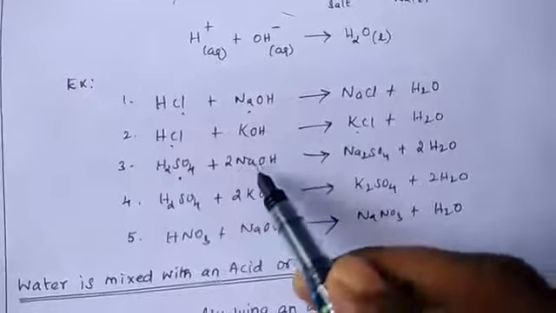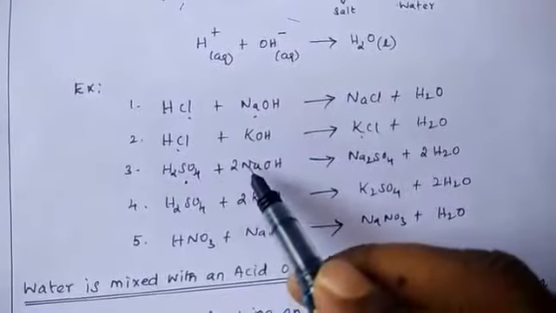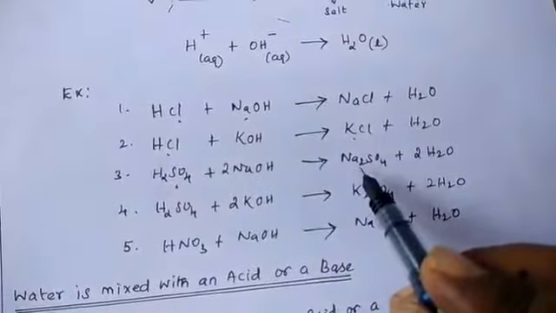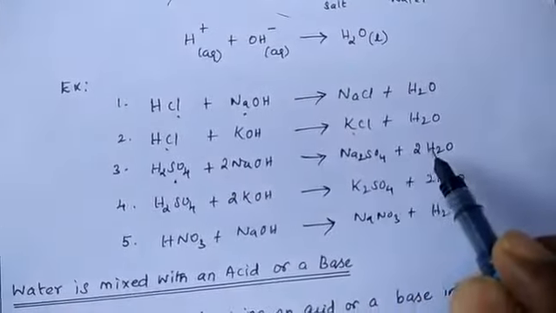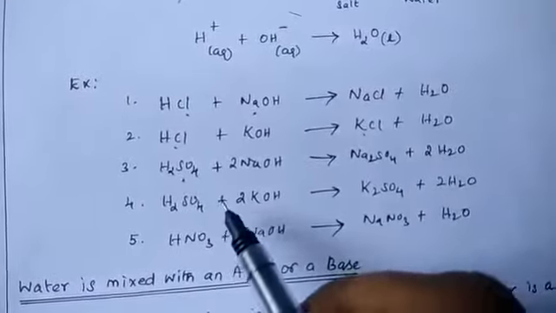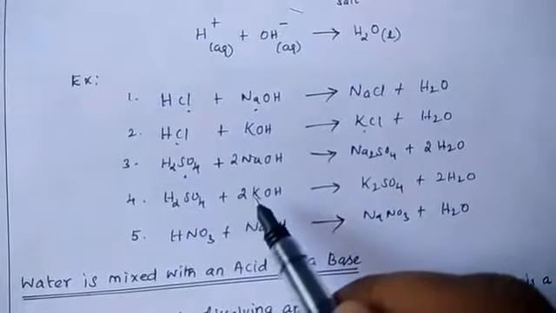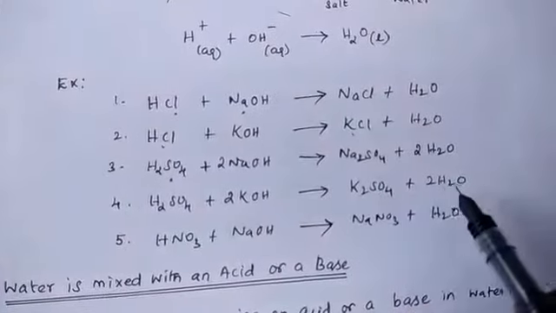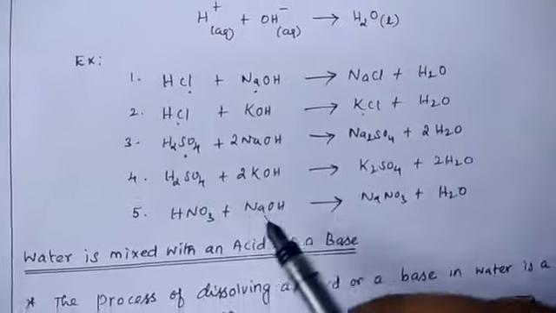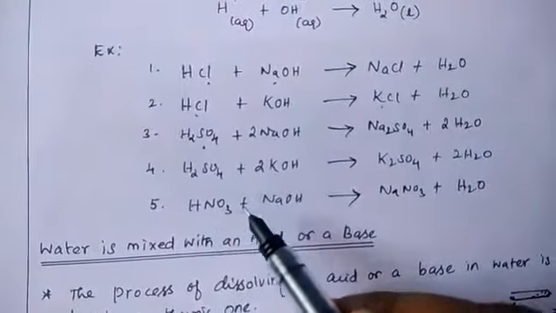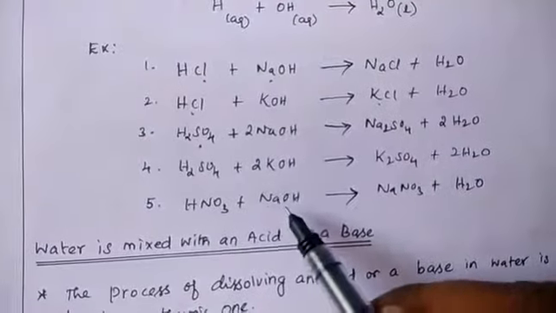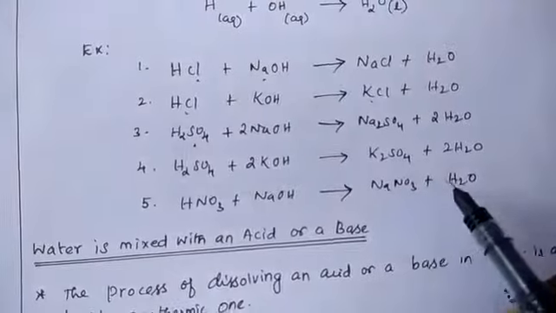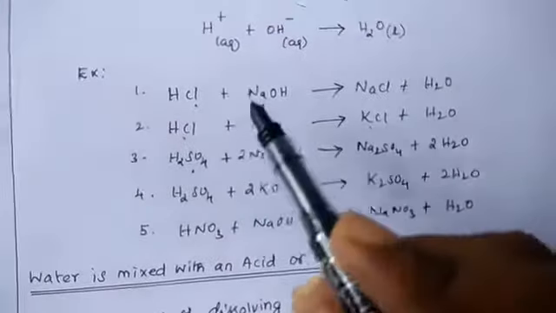Sulfuric acid H2SO4 and sodium hydroxide NaOH form sodium sulfate, Na2SO4, and water H2O. Sulfuric acid H2SO4 and KOH potassium hydroxide form potassium sulfate K2SO4 and water H2O. Nitric acid HNO3 reacts with sodium hydroxide NaOH to produce sodium nitrate NaNO3 and a water molecule.